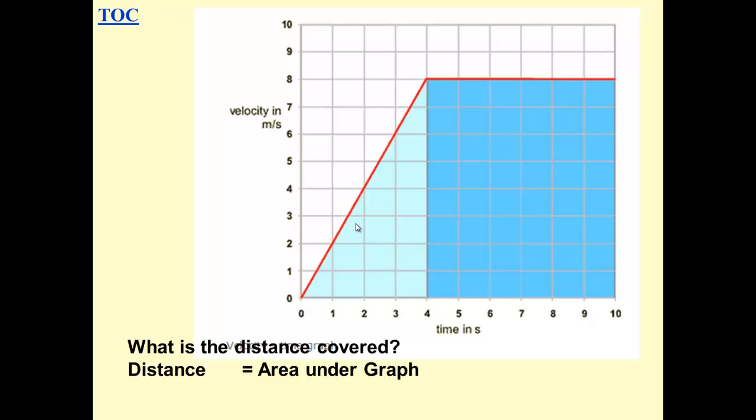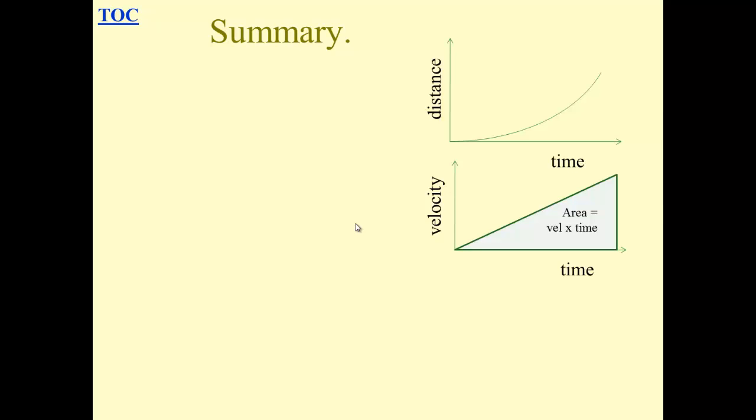The distance is the area of the graph. So we basically have to find the area of the triangle, which is a half base times height, half times 4 times 8, plus the area of the second part, which is going to be 6 times 8, which gives us a total distance travelled of 16 plus 48, 64 meters.